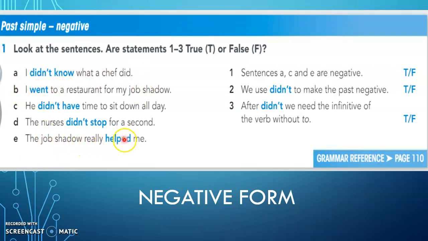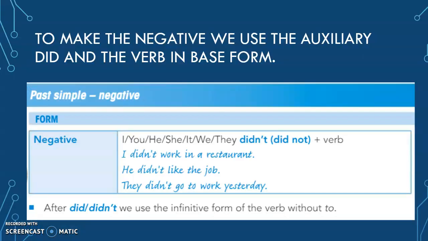The job shadow really helped me. If I wanted to do it negative, it would be the job shadow really didn't help me. And when I use didn't, my verb goes in present in base form. To make the negative, I need a subject, I, you, he, she, it, we, they, didn't, which means did not, and my verb. It didn't work. He didn't like. They didn't go. Look at this verb. The verb always goes in base form.